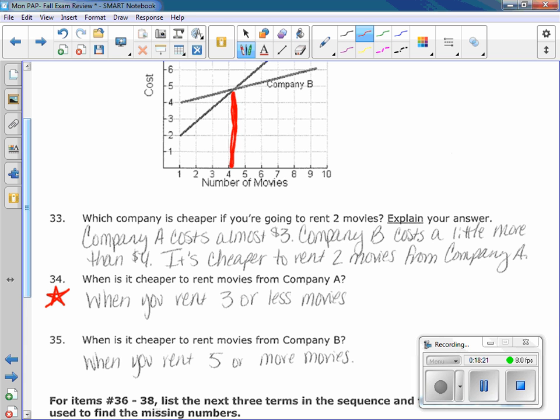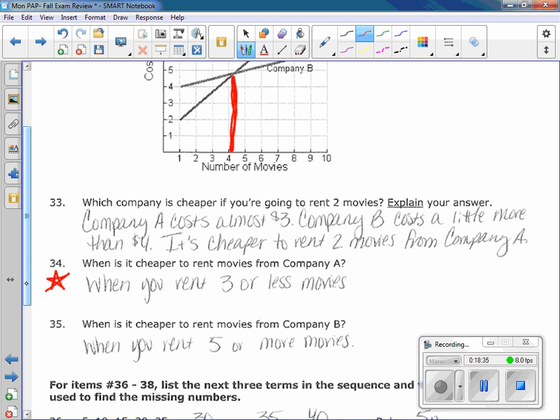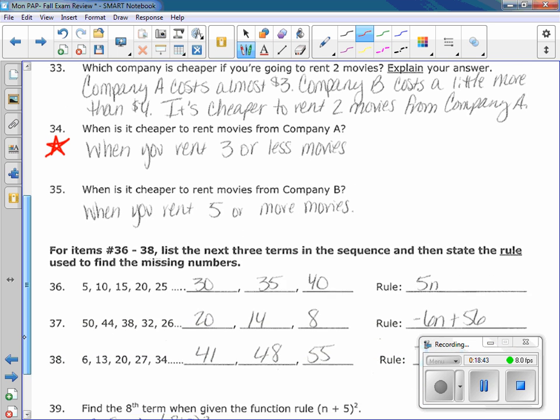Well, anywhere from 0 up to 3, because you're not going to rent 3.5 videos. So at 4, they're the same. So as long as you're renting 3 or fewer movies, you're okay. But if you're going to rent 4 movies, it doesn't matter where you go. And then anything more than 4 movies is going to be cheaper at Company B. Does that make sense?